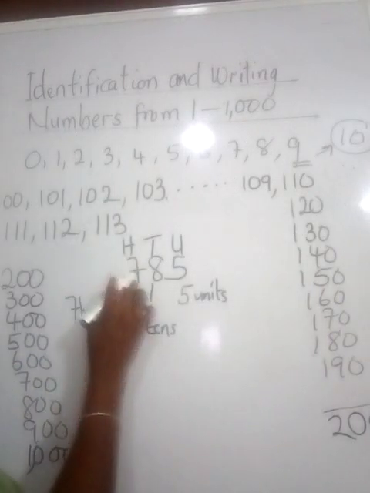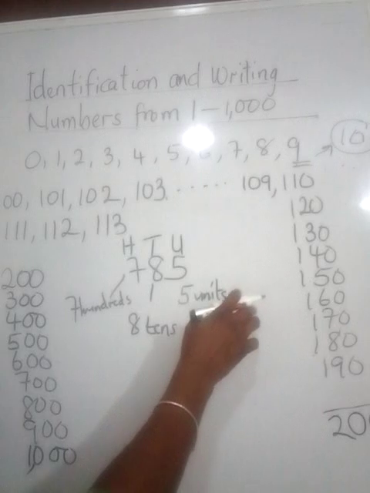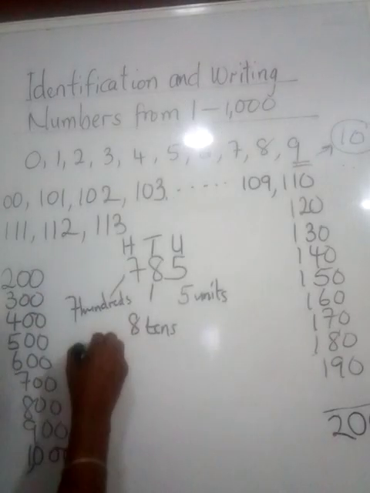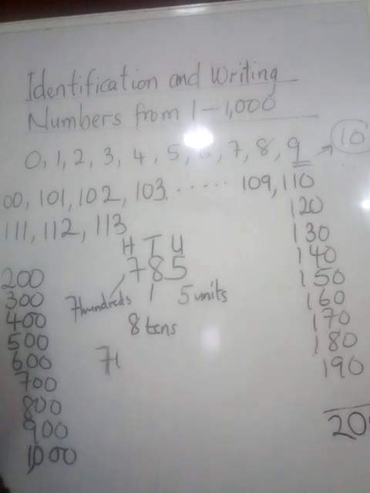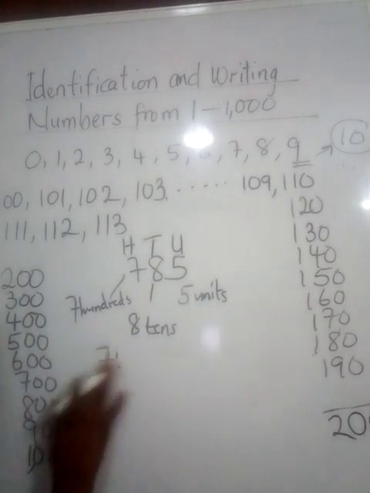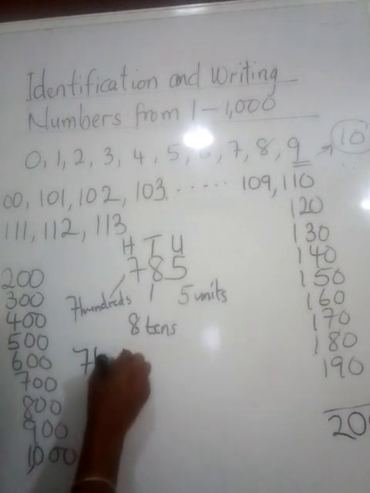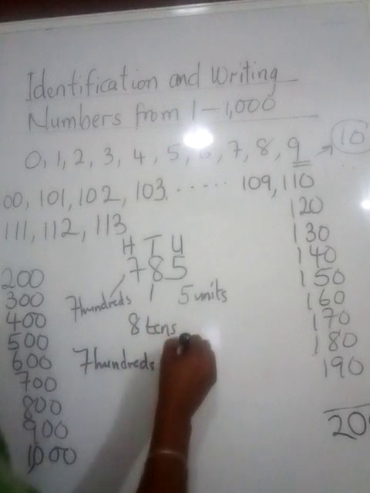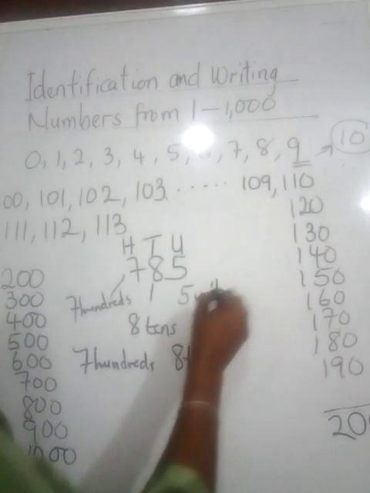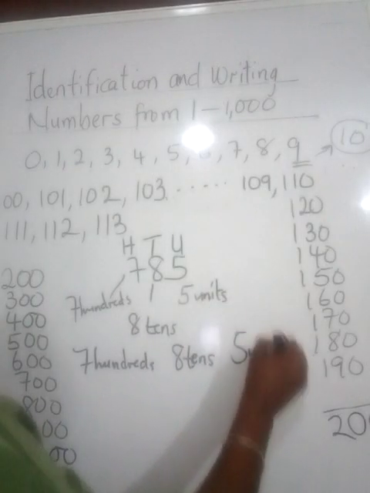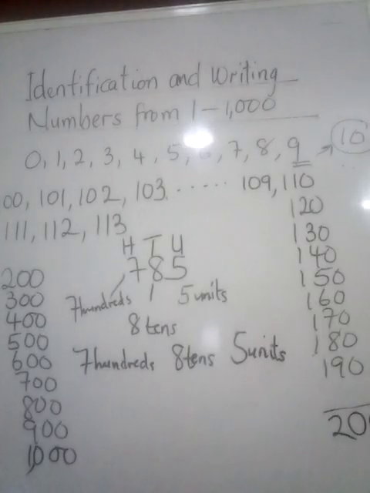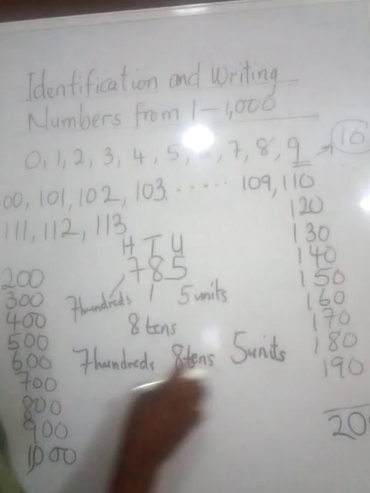So here we start with 7. We're not starting with 5 anymore. So you have 700s. Okay, let's write 700s. Then here you have 8 tens. And lastly, you have 5 units or 5 what? Ones. Told you 5 units. Units is the same as ones. So you can use units, you use ones, it's the same thing. So here we have 700, 8 tens, 5 units.